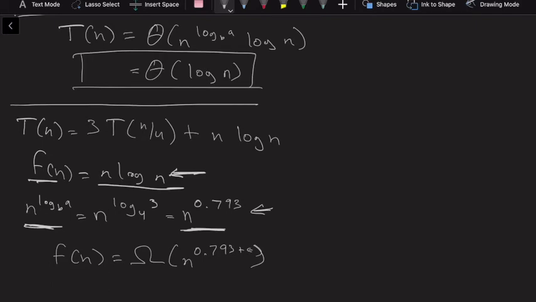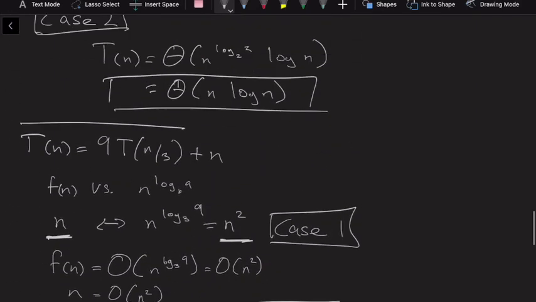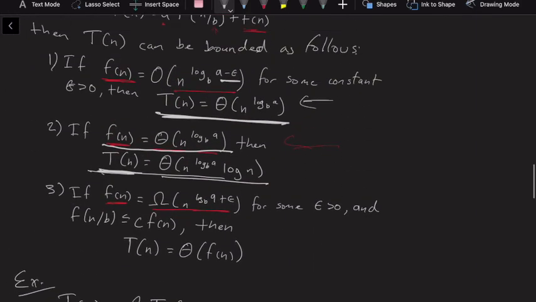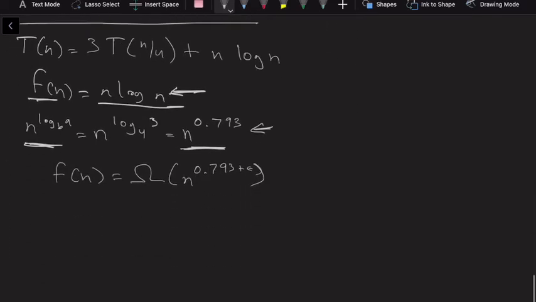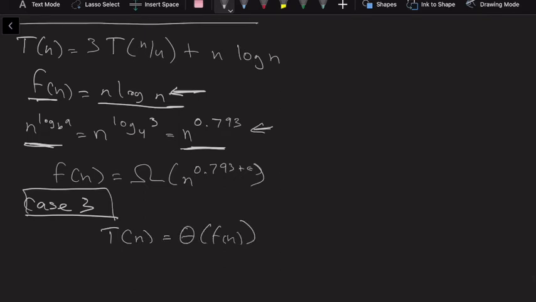Okay, so because it's lower bounded, we know that we're looking at case 3. For case 3, we see that T(n) is just f(n). So we have T(n) is just theta of f(n). And we know what f(n) is, so this is just theta of n log n. And that's going to be the runtime.